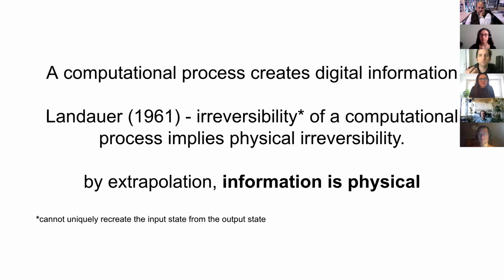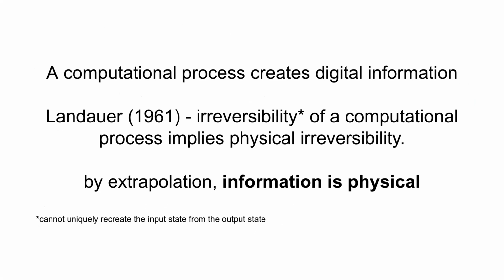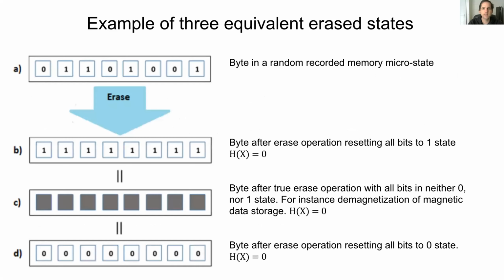So, okay, so then we're back to the irreversibility of the computational process implying a physical irreversibility. The author uses an example of saving states on some sort of device for storing information, like a hard drive, where we have some information, in this case a byte of information stored in some state.